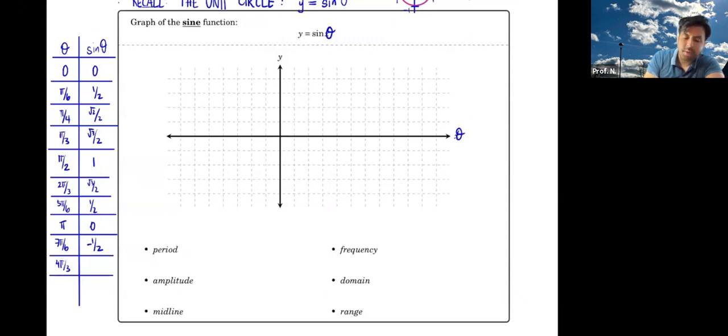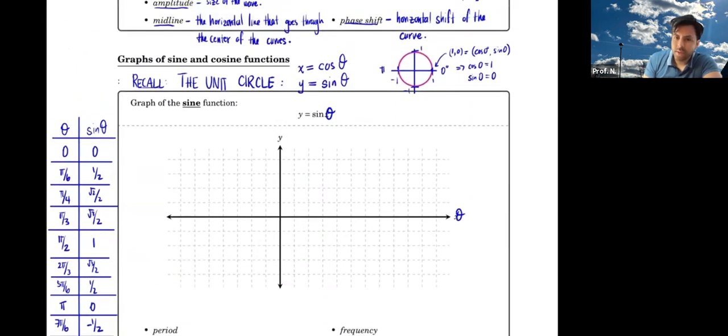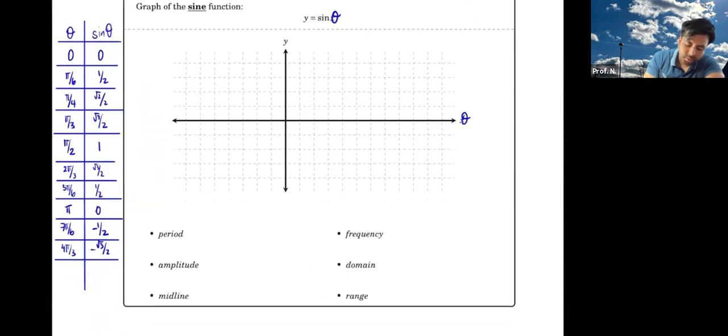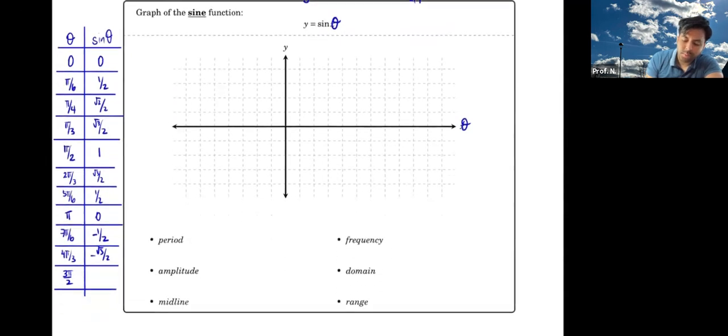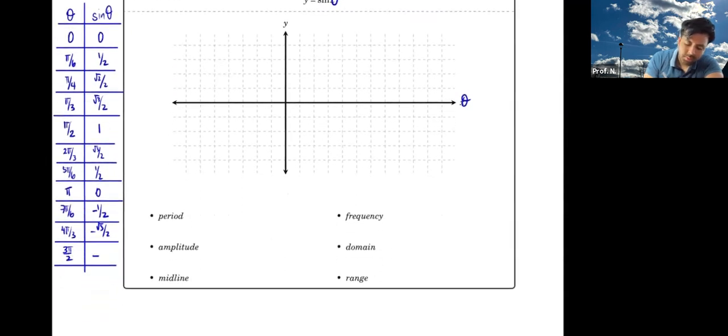At 4 pi over 3, my reference angle is 60, which is pi over 3. I know what pi over 3 is. It's rad 3 over 2, but it's negative because I'm in the third quadrant, and so on and so forth. This becomes now 3 pi over 2, which is 270 degrees. 270 degrees, I am right here on this side. And what's the y value here? The y value is a -1 for the point. So I'm going to have a -1 here.